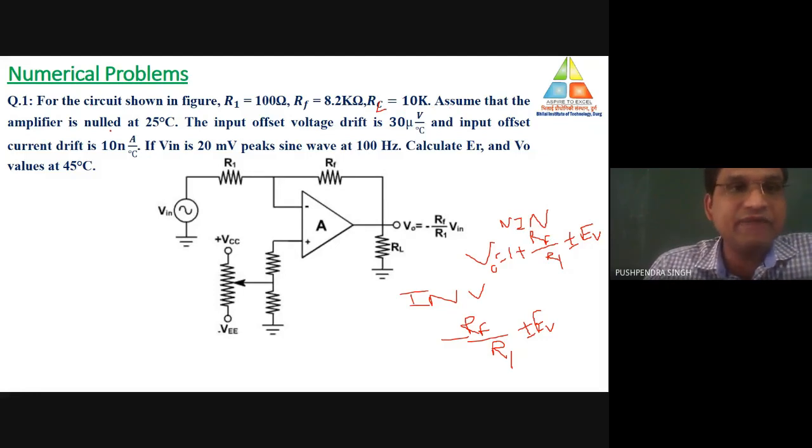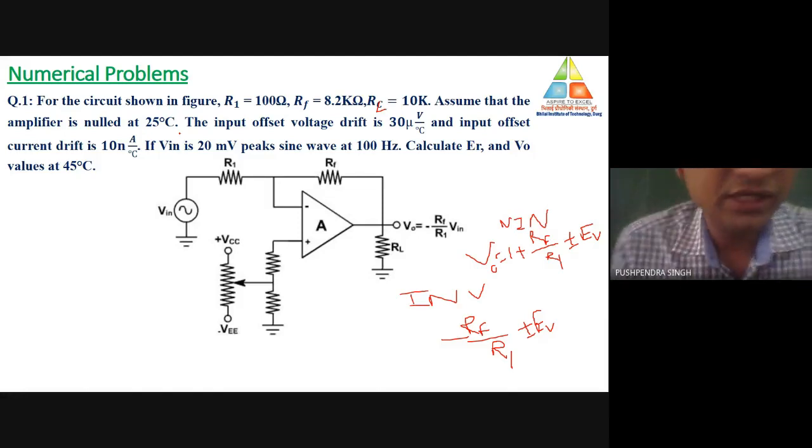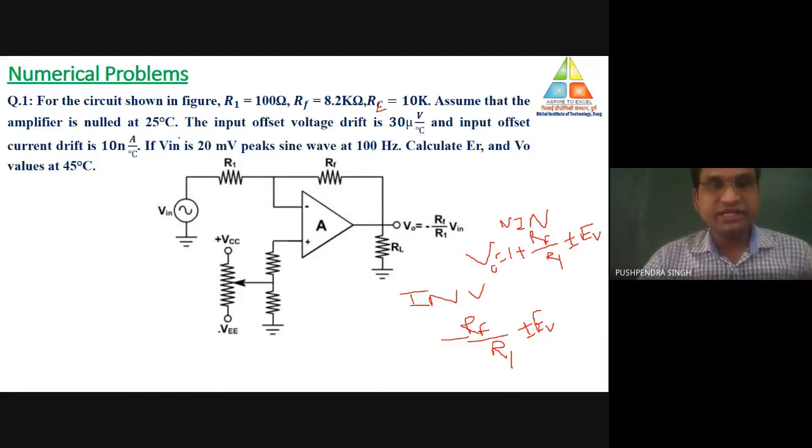Assume that the amplifier is nulled at 25 degrees centigrade. So the nulling temperature is 25 degrees centigrade. The input offset voltage drift, that means del VIOS divided by del T.